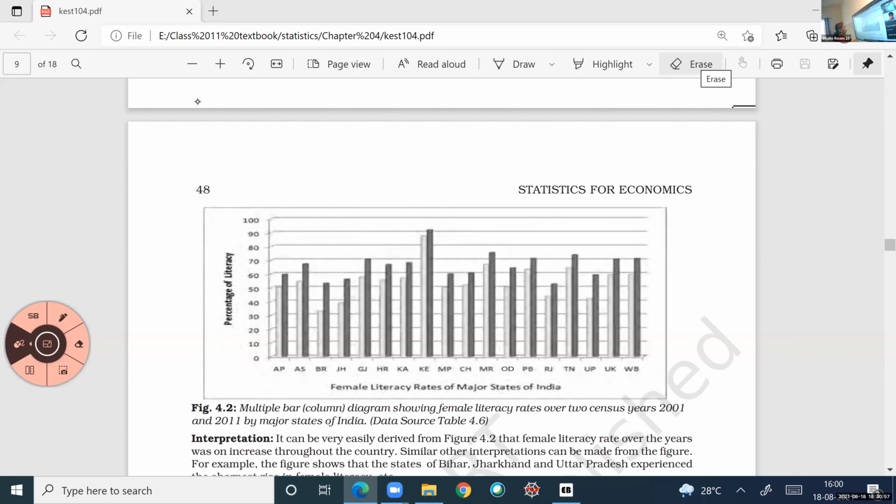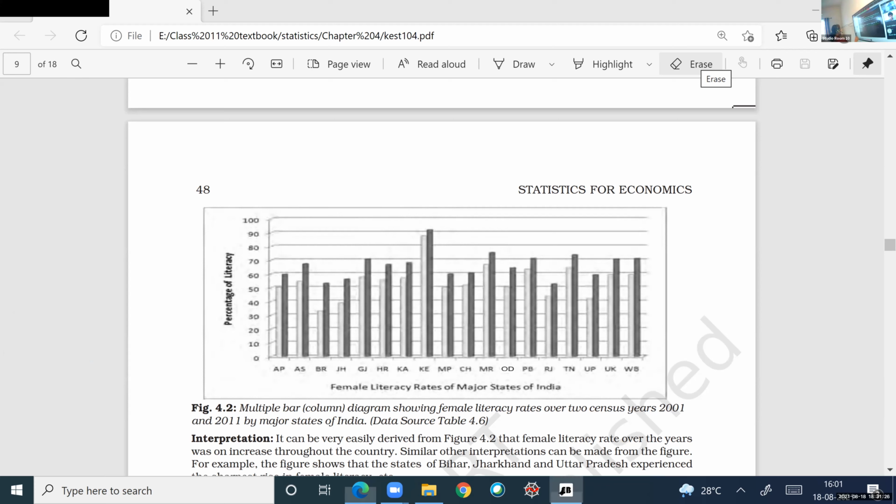Just 1 minute. On the female literacy, a comparison is done by taking 2 years here, 2001 and 2011. So like this, when we are making adjacent bars together for one characteristic belonging to different years, that kind of bar diagram we call it as multiple bar diagram.